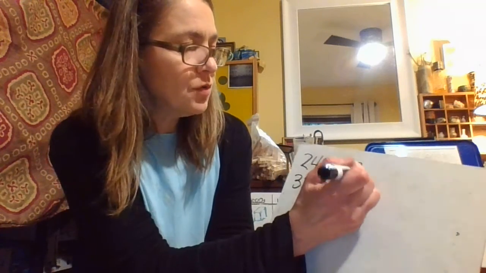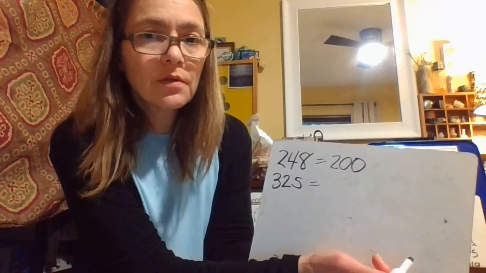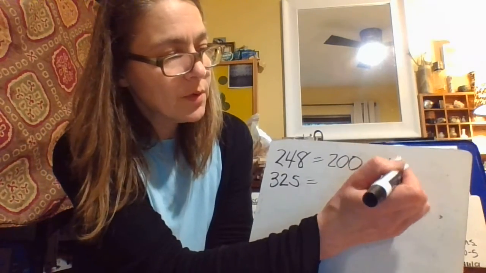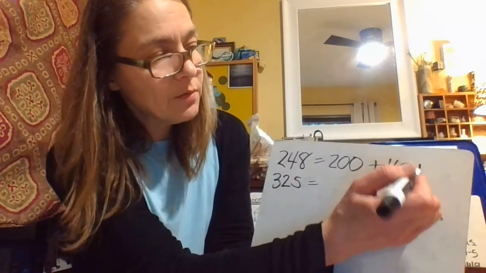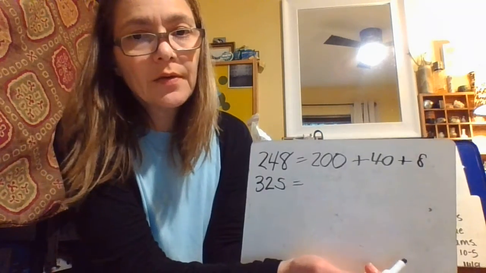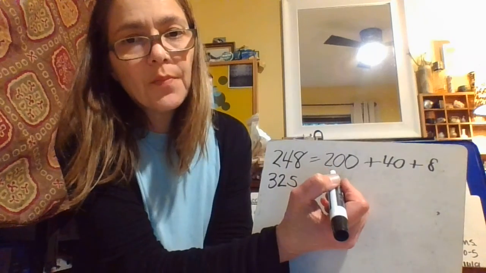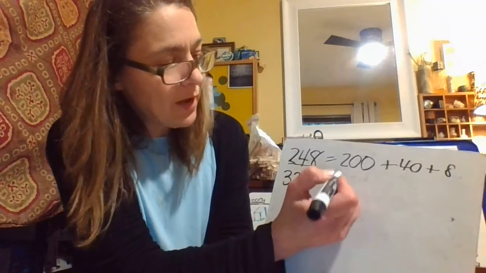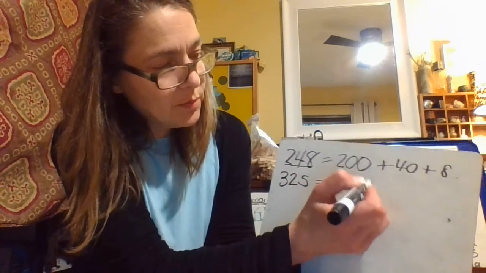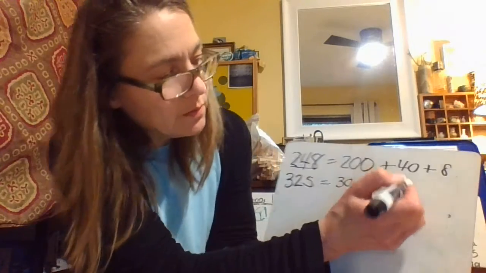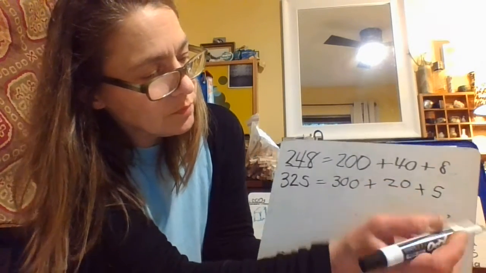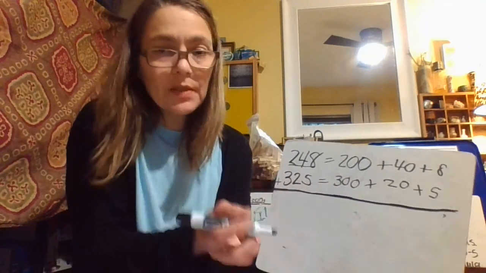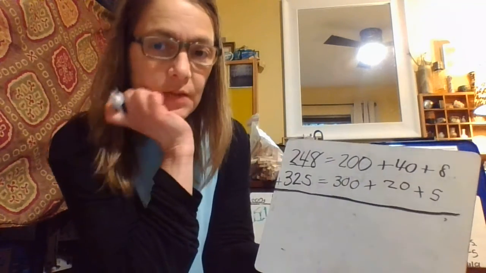Okay, so we have two 200s, and it's written as 200, and then we have 4 tens, and that's written like 40, and then we have 8 ones. And we have to put our plus sign there because all of these numbers added together will equal 248. And then we have 300 plus the 2 tens, 20, and the 5 ones. And then you draw something called your sum line, and then you make the plus sign, because that's what they want you to do, is plus.